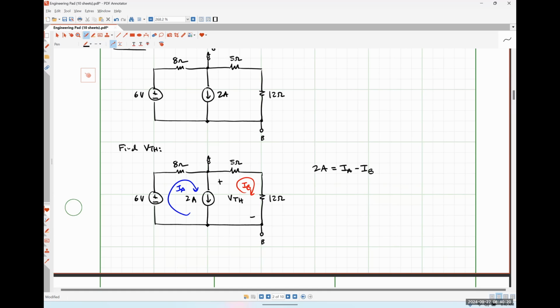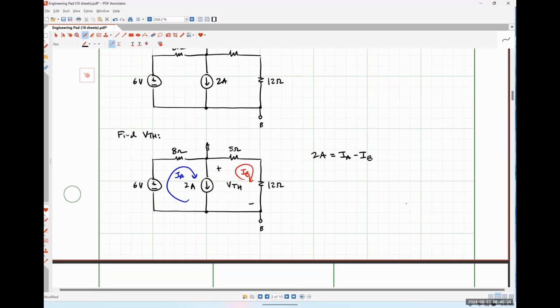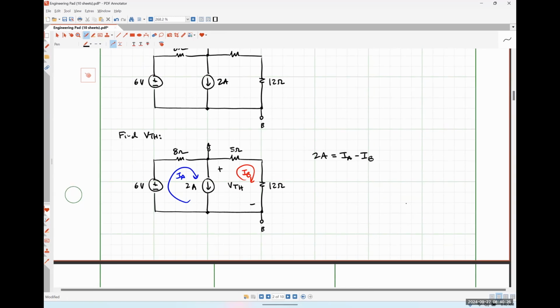Now we would write a KVL equation around our super mesh, so just around the perimeter of our circuit. So that would look like negative 6 volts plus 8 ohms times IA plus 5 plus 12 is just 17 ohms. So 17 ohms IB is equal to 0, and we can solve this system. So I will do that real quick.